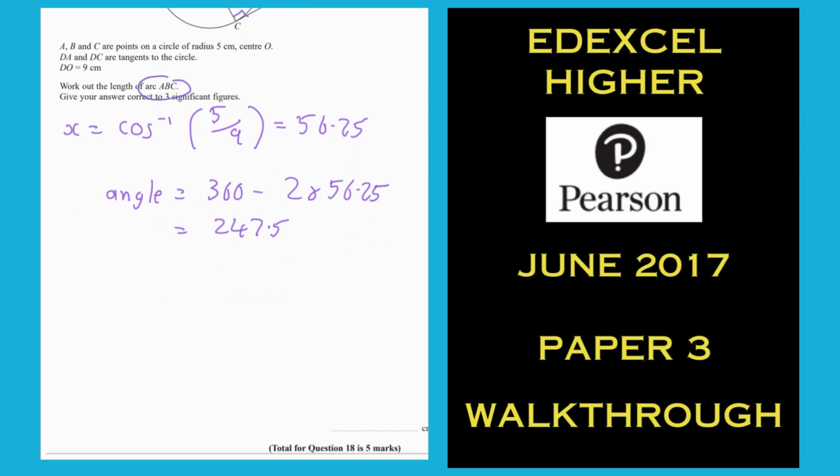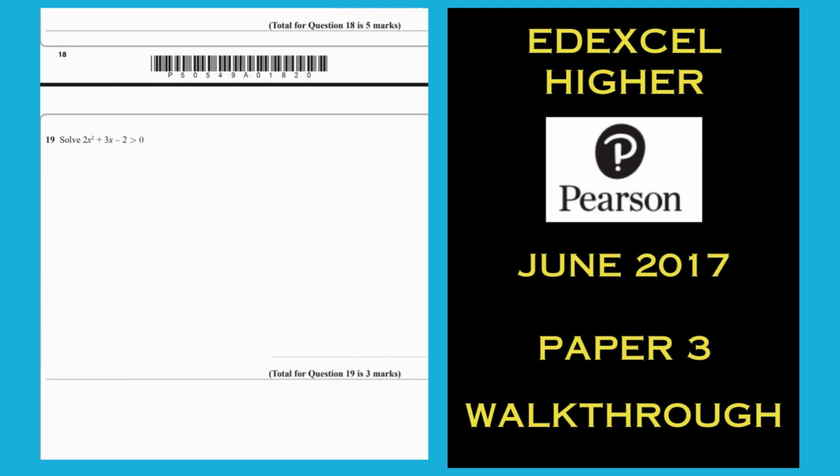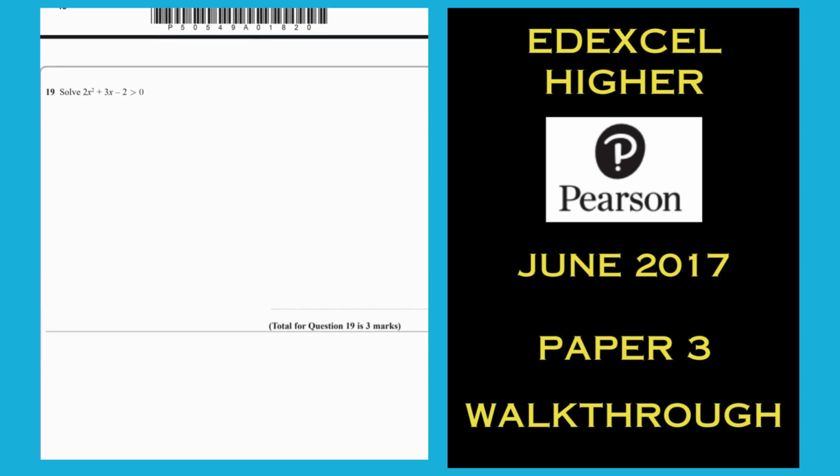Length of the arc means you do length of the perimeter of a circle, in other words, circumference of a circle. So arc ABC is 2 times pi times the radius of 5 times by the angle we're working with out of 360. It wants answer to 3 sig figs. I get 21.598, or in other words, 21.6.